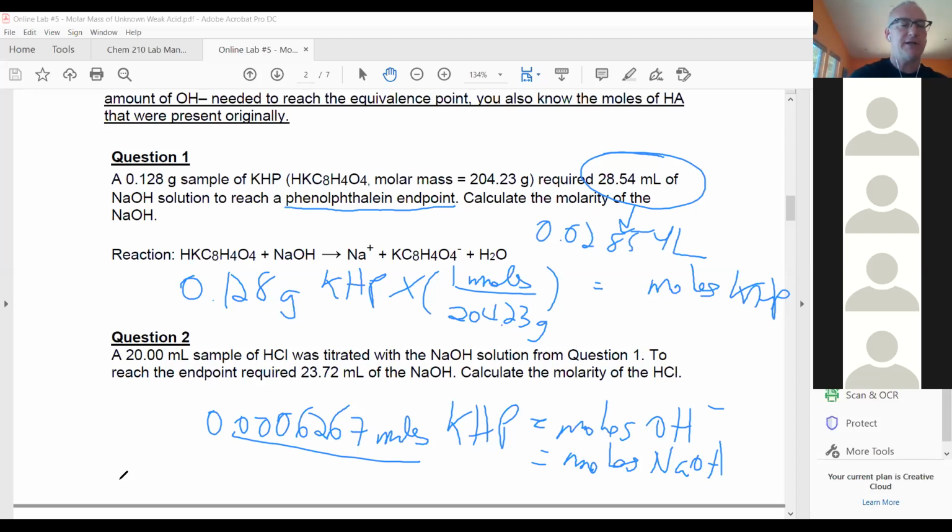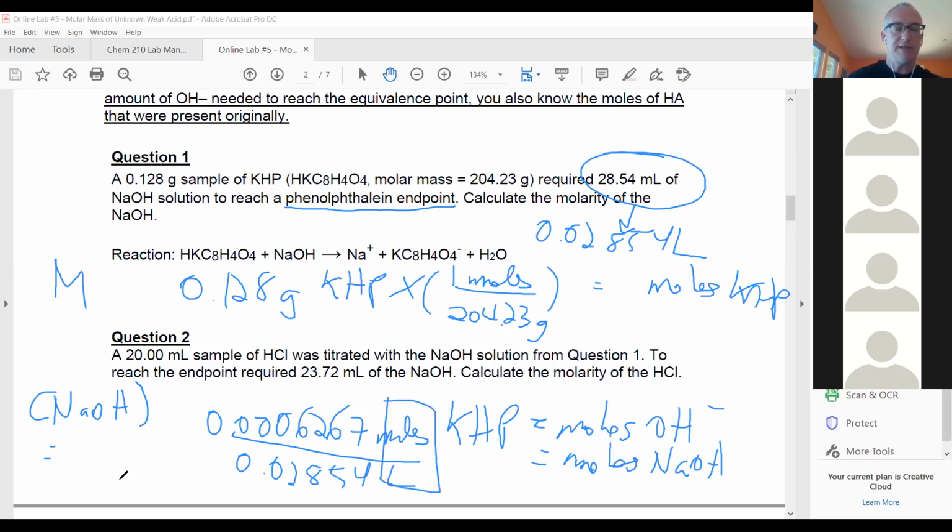How am I going to get my concentration? Moles divided by liters. Yes, moles divided by liters. That's what molarity is. That's what capital M means. It means moles over liters. So here's my moles, and here's my liters, 0.02854 liters. So now I have moles over liters, and so my concentration is 0.0006267 divided by 0.02854. What do you guys get?